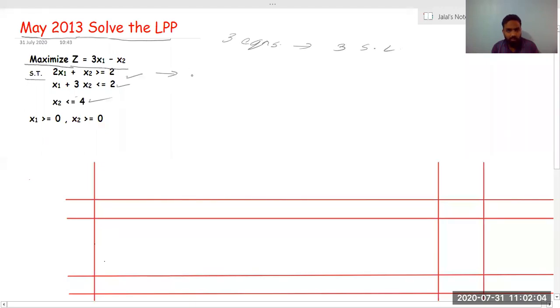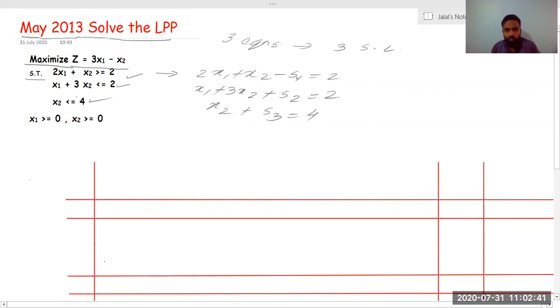So what we will do with the first equation is 2x1 plus x2. You can see it is greater than or equal to. So if it is greater than or equal to, we will consider it to be minus of slack variable is equal to 2. Then the second equation will be x1 plus 3x2. Since it is less than, we will consider it to be plus of slack variable, which is equal to 2. Then the third equation is only having one variable x2, but since it is less than, we will consider another slack variable which is added to the equation so that it becomes equal to 4.